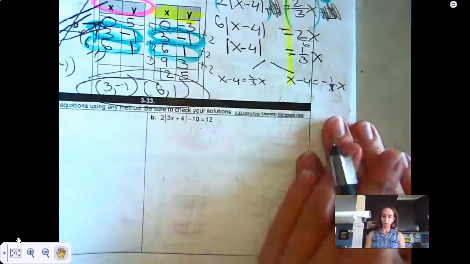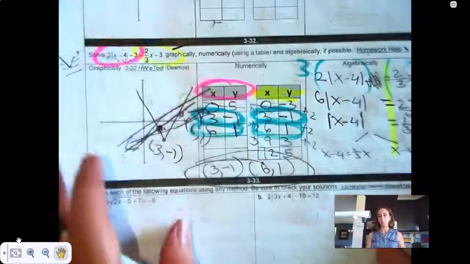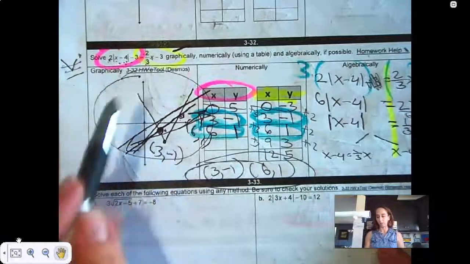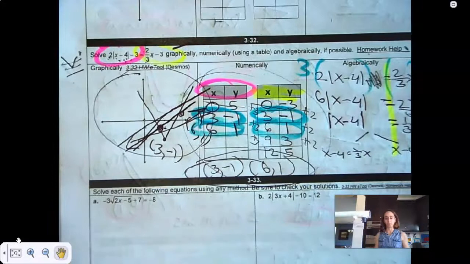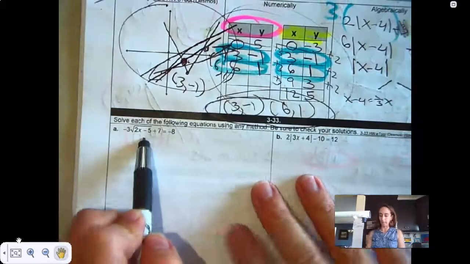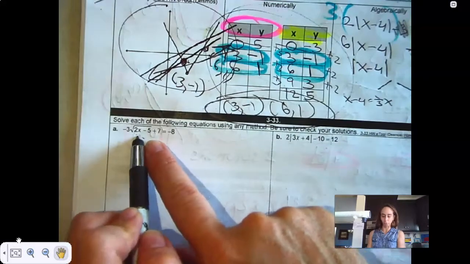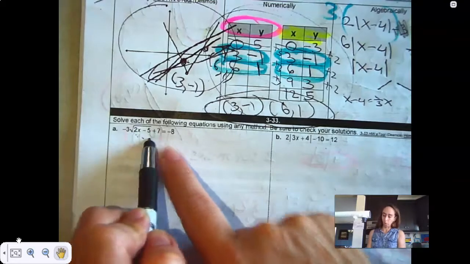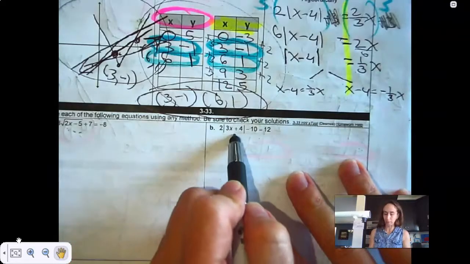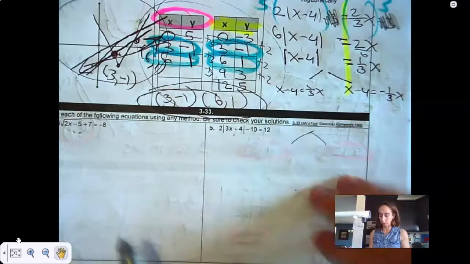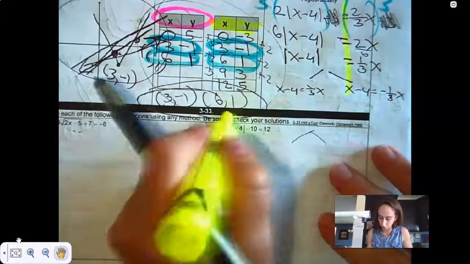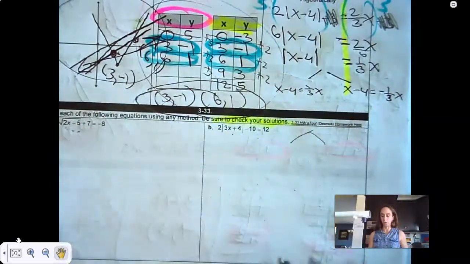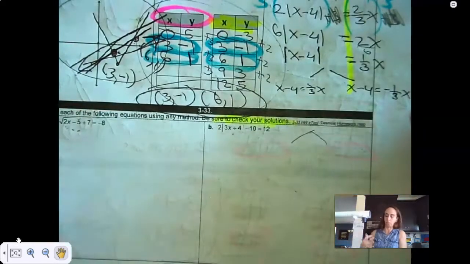I don't care as much about this one. If I gave you a problem like this, I would want you to fake graph it and show me in a table, okay? This one is like the previous homework. You get the square root by itself, and then you square both sides. This one, get the absolute value by itself, and then split it. And it says here, be sure to check your solutions, okay? So make sure that just because you get an answer doesn't mean it works.